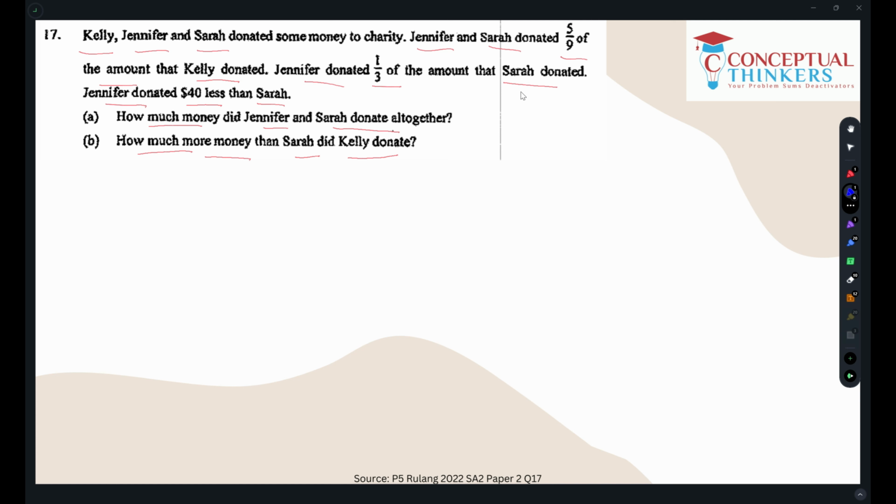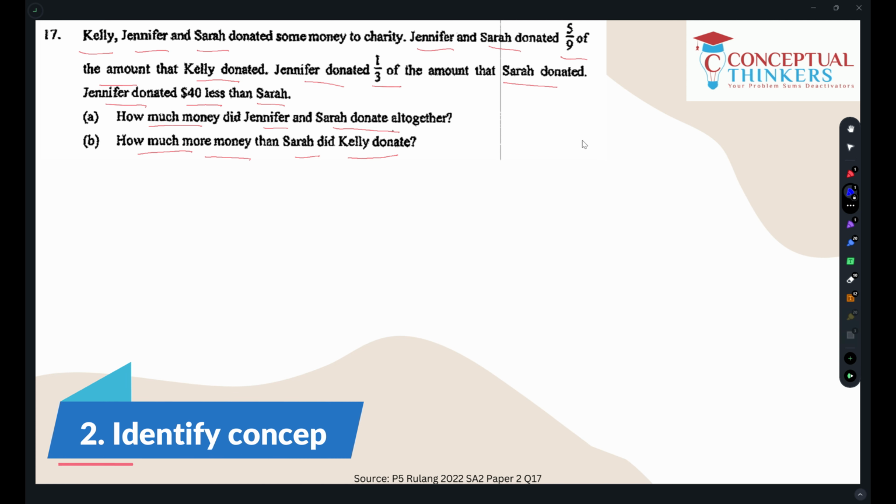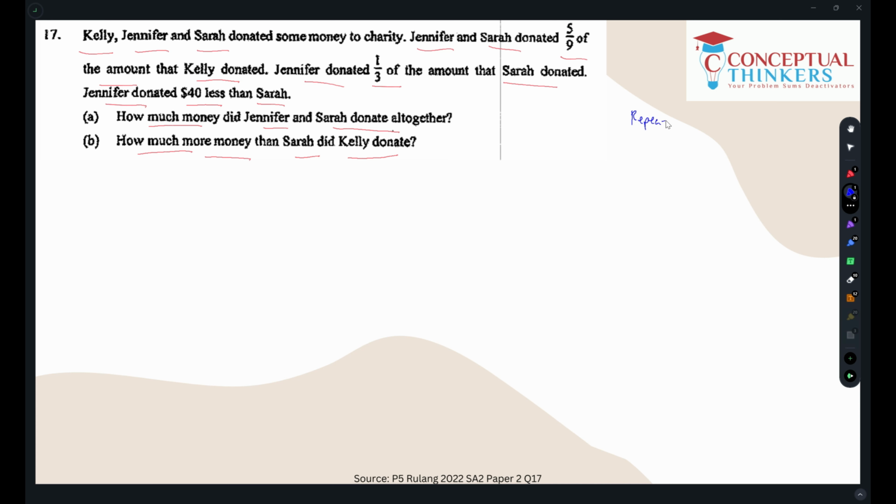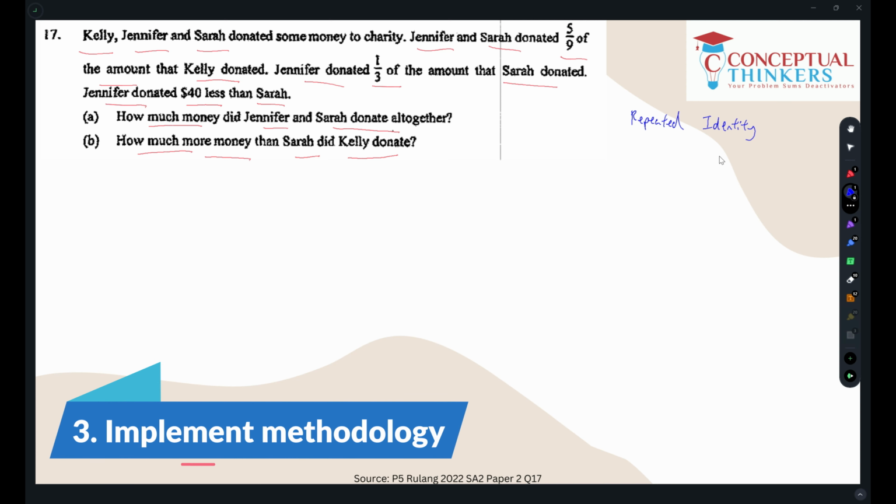And the repeated identity, we can see it from here, is the total of Jennifer and Sarah. So the concept they're trying to test here is actually repeated identity. Okay, so this is the concept for this question. So now I'm going to start to implement the steps on how to solve the question.